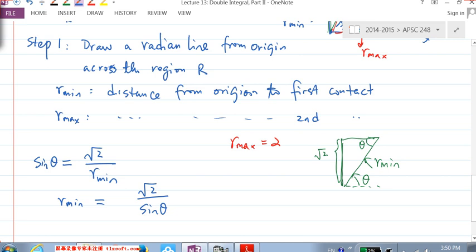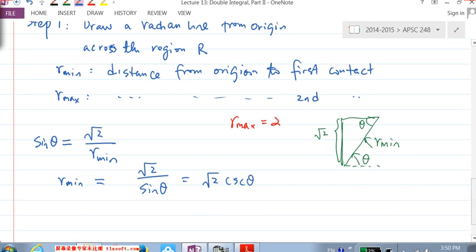Is that clear? And that's root 2 over sine theta, which is cosecant theta, right? The secant's reciprocal, cosecant. Yeah, that's right. Okay? So that's basically R mean.